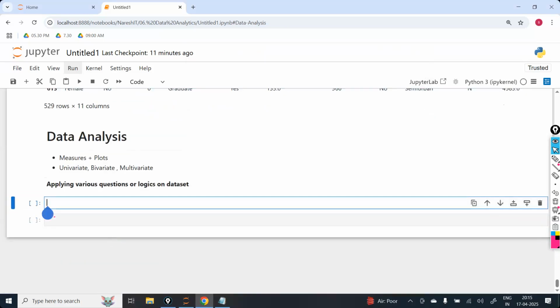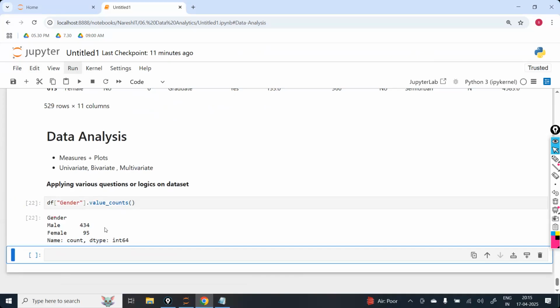So first I'll check with df of gender, and in the gender I'll take dot value counts. When I apply the value counts, more number of males are there when compared to females. Now, whether it is an important observation or unimportant, it is important for me. Since it is important, I will apply the count plot, and I'll keep the count plot for my presentation. In the count plot also I'll get the same answer.